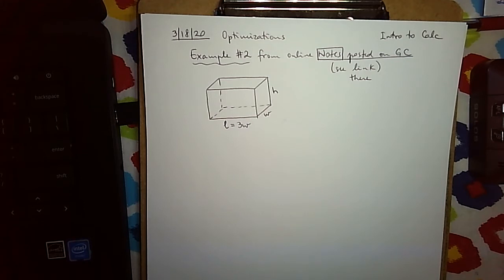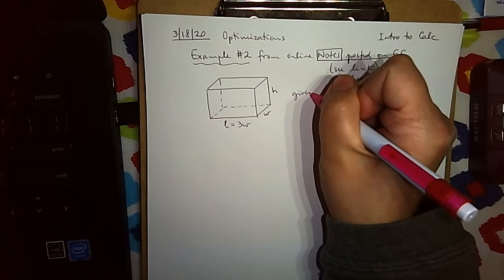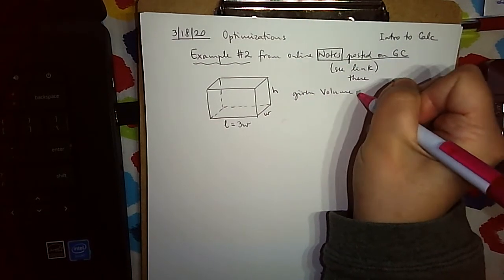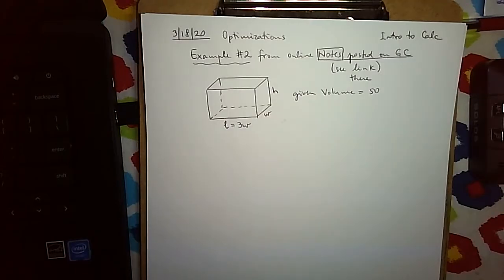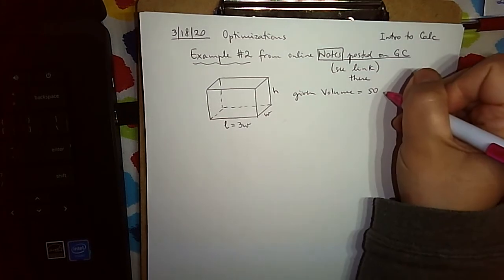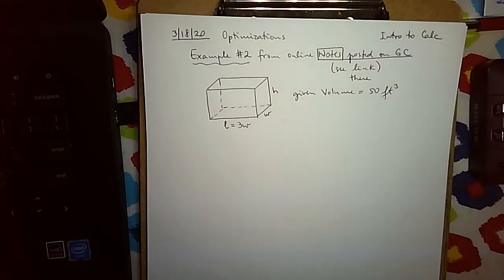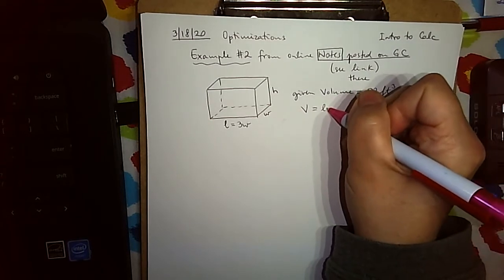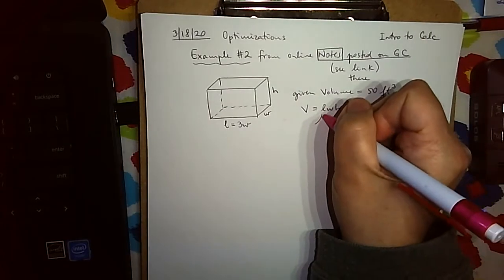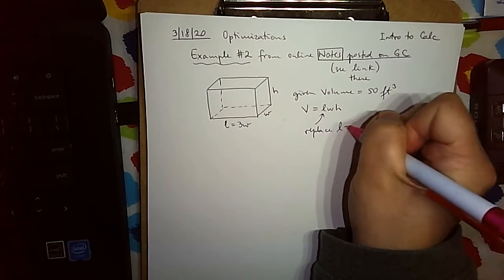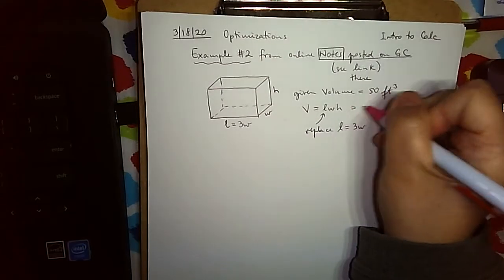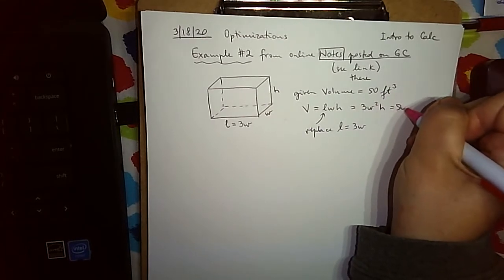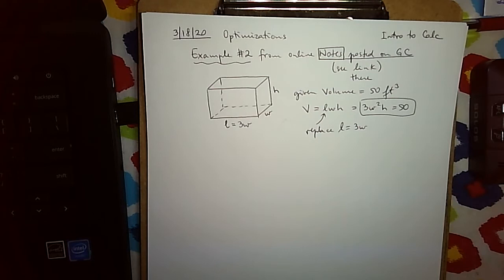However, the problem says that I want a given volume to be 50. And I believe the unit was, let me double check here, yeah, the unit was feet for each of them. So this is going to be feet cubed. In the volume questions, the formula from geometry is LWH, which means if we replace L with 3W, we are going to have 3WH equal to 50. So this is one equation that they gave me.